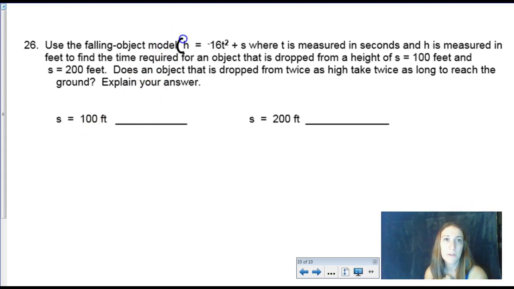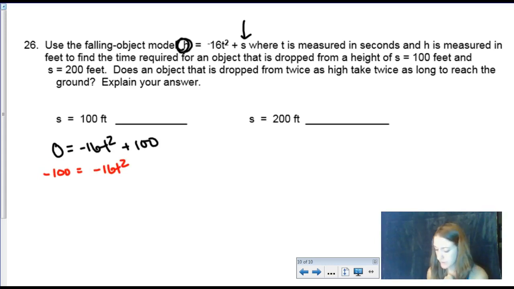So if we're going to drop to the ground, your final height is 0, and they're going to keep changing your position at the beginning. So like 0 equals -16 t squared plus, this time it's 100. So if I wanted to solve this through square rooting, I would move some terms around. So I could subtract 100 over. And then I would divide by -16.